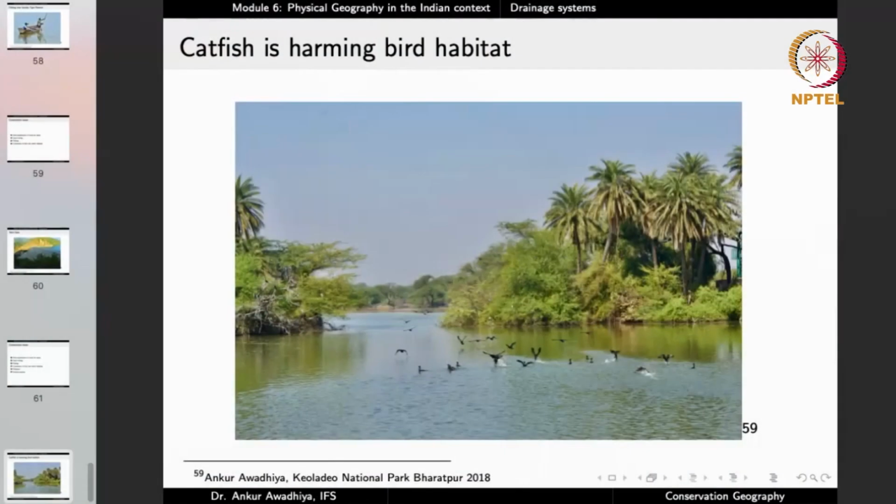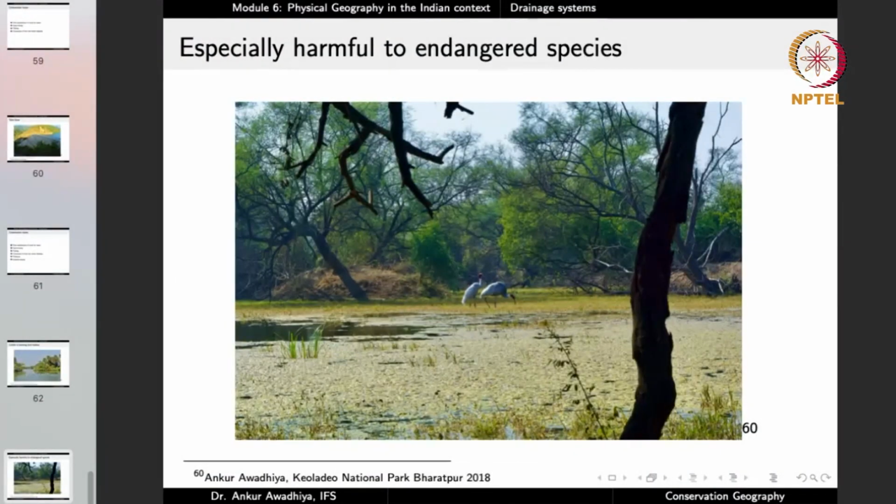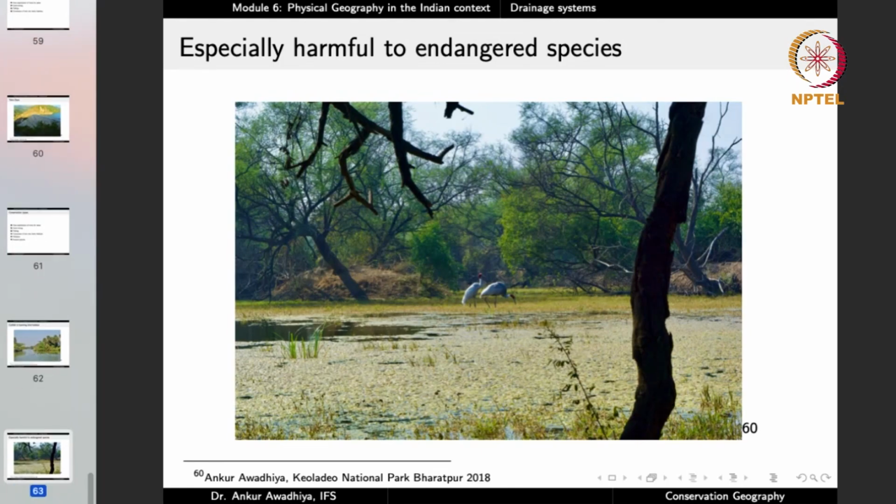These catfish are not native to these areas. We have brought these catfish from Africa, and now they are posing a major conservation challenge. These are especially harmful to endangered species, because in Bharatpur we have the Saras cranes, an endangered species.